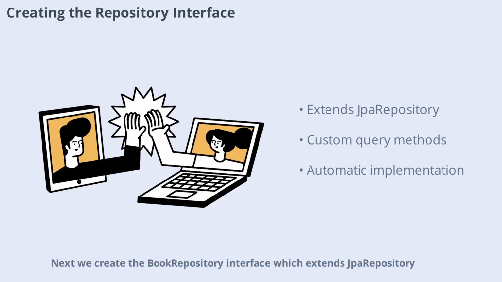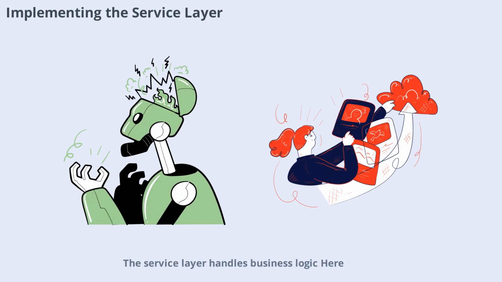Next, we create the book repository interface, which extends JpaRepository. This interface provides all the basic CRUD operations out of the box. We can also define custom query methods like findByAuthor, and Spring Data JPA will automatically generate the implementation for us.